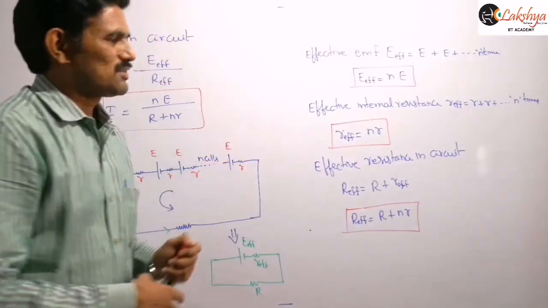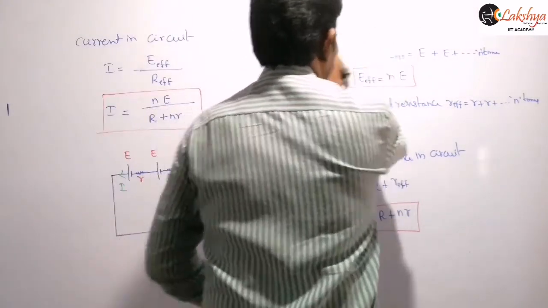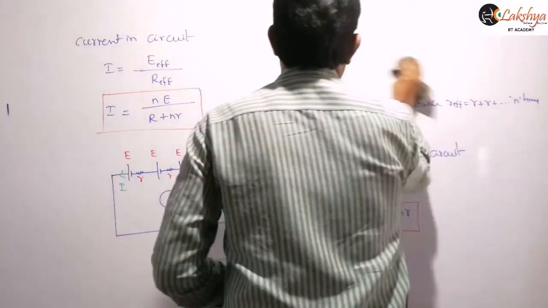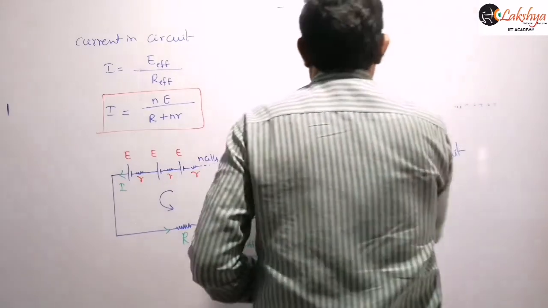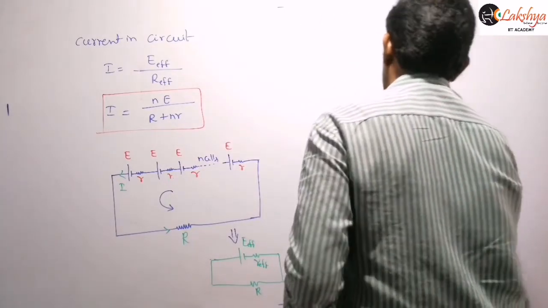And actually from this we can discuss some cases here. Like if suppose nr, that means external resistance is very small when compared to that of internal resistance.